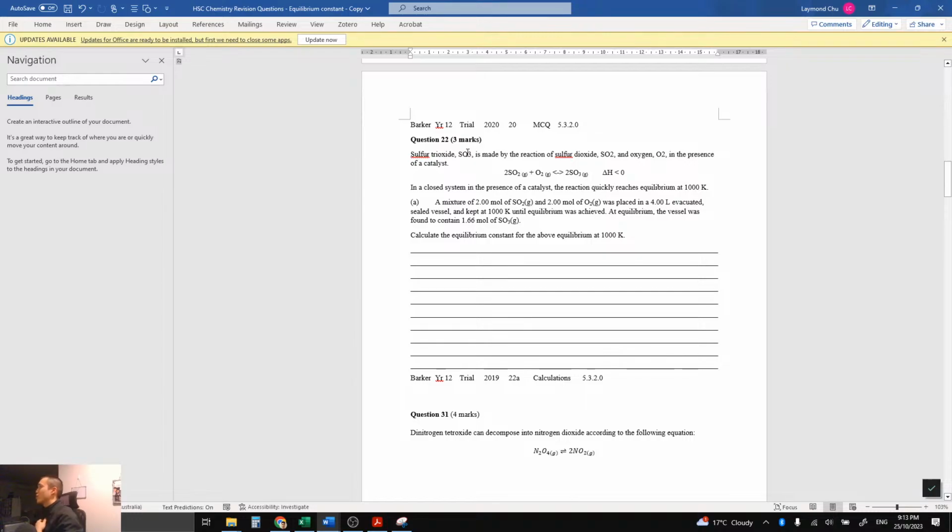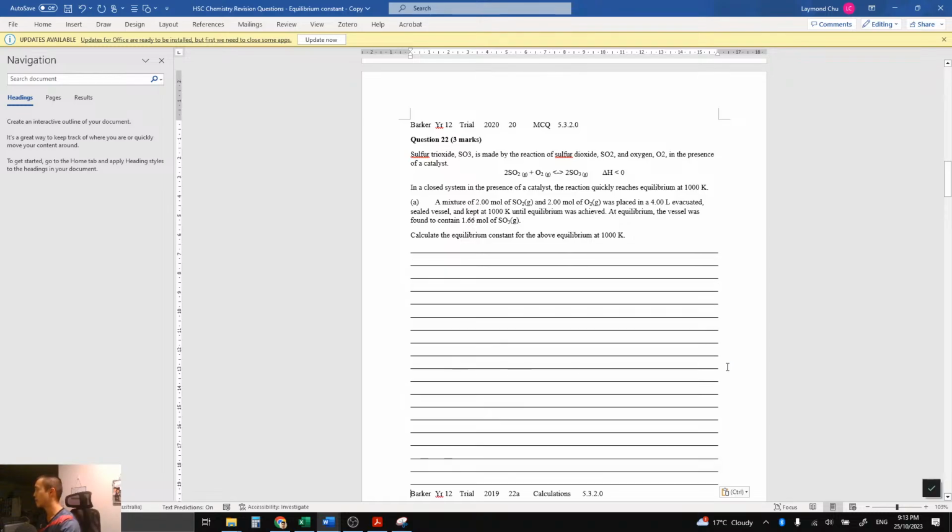Question 22. Sulfur trioxide is made by the reaction of sulfur dioxide and oxygen in the presence of a catalyst. That's the equation. In a closed system, in the presence of a catalyst, the reaction quickly reaches equilibrium at 1000 Kelvin. A mixture of 2 moles of sulfur dioxide and 2 moles of oxygen was placed in a 4-liter evacuated sealed vessel and kept at 1000 Kelvin until equilibrium was achieved. At equilibrium, the vessel was found to contain 1.66 moles of sulfur trioxide. Calculate the equilibrium constant at 1000 Kelvin.